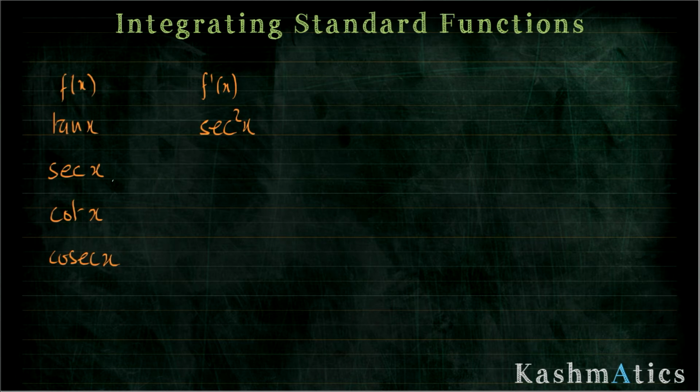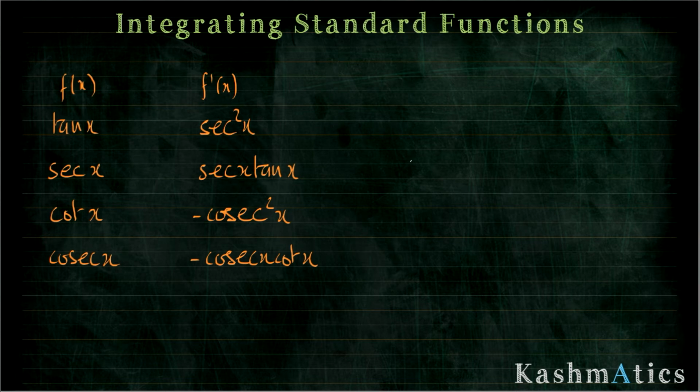Okay, sec x becomes sec x tan x. Cot x becomes minus cosec squared x, and cosec x becomes minus cosec x cot x. Now, although these are all in the formula book, what you've got to make sure of is that as soon as you see them, you recognize them, okay? Because you might not think to look in the formula book. You might look at sec x tan x and try and manipulate it in some way to get something which you recognize, without realizing this is a standard integral, okay? So make sure you actually practice these.